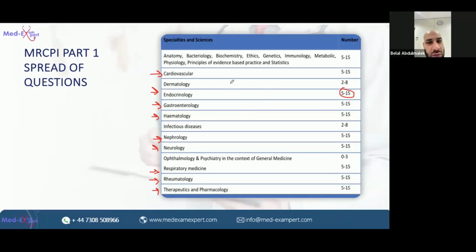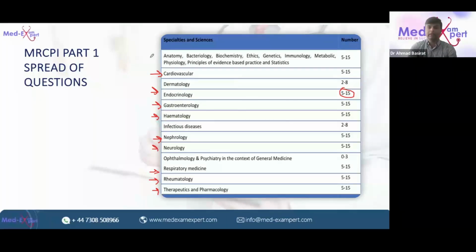And then we talk about other areas: anatomy, infectious disease, biochemistry, ethics, genetics, immunology. They overall tend to make 5 to 15 MCQs from these as well. And infectious disease on its own is 2 to 8 MCQs. Then ophthalmology is 0 up to 3 MCQs. So they generally tend to follow this set criteria for making MCQs.